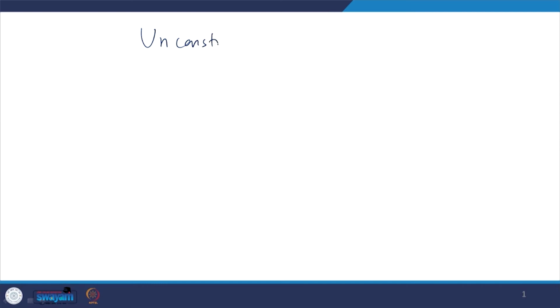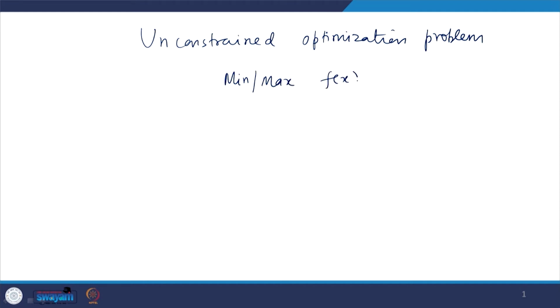An unconstrained optimization problem can be modeled as follows. You have to minimize or maximize f(x), where x belongs to Rn. That is basically an unconstrained optimization problem. Here there is no restriction on the variables; x may be any point in Rn.